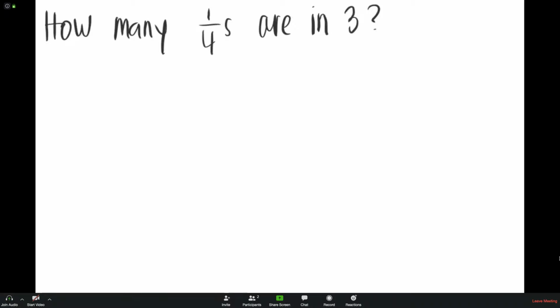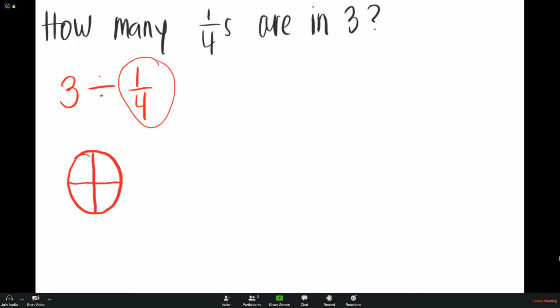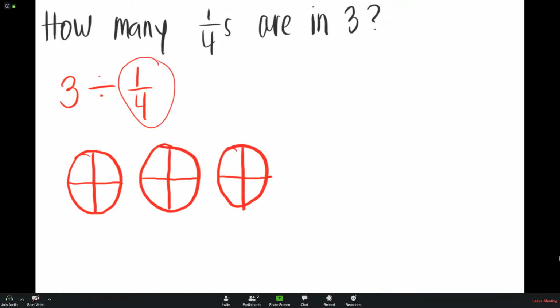In your homework and in some of your work, you're going to see questions like this, but it's still the same concept. So how many 1/4 are there in 3? To write our problem, in 3, we're going to divide them by fourths. And if you want to see a picture of what this looks like, we're going to have 1 whole divided into 4 parts because of this 1/4, and there's 3 of them.